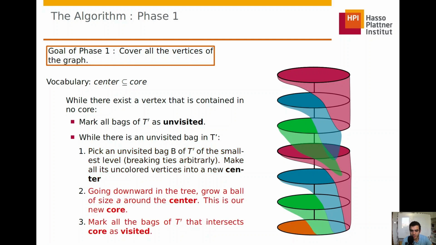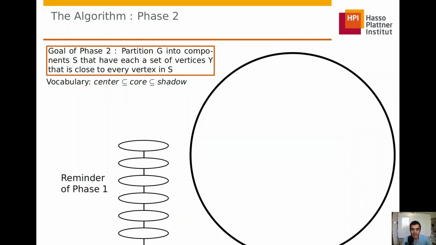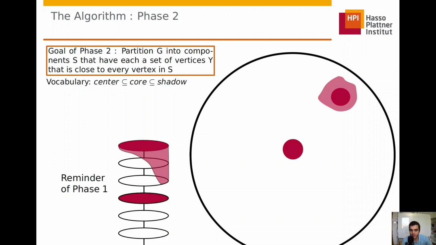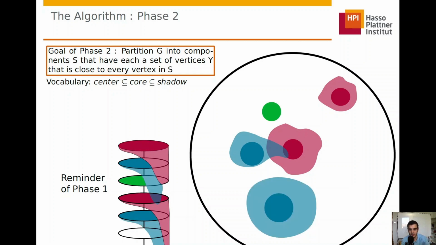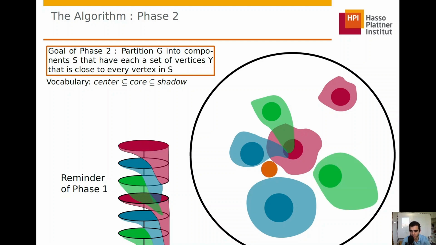Okay, now we finished phase 1. Let's see how it looks from the perspective of the graph, because in phase 2, we will look at the graph. So let's recapitulate quickly what phase 1 did. You have the tree on the left and the graph on the right, and you have your centers and your cores being created in the graph as follows. And in the end, you just give them an ordering that depends on their position in the tree decomposition and not on their order of creation, right?